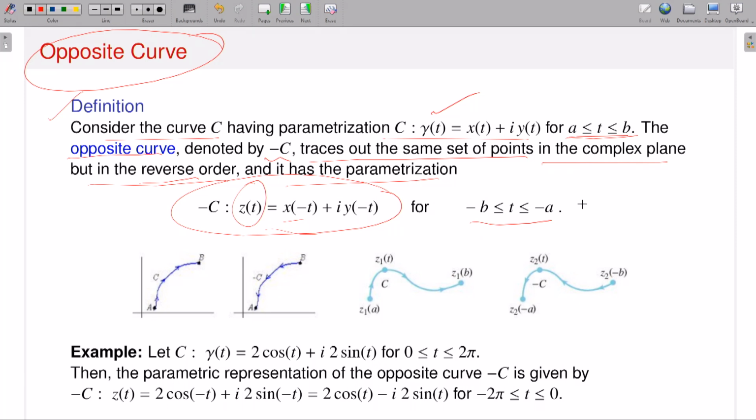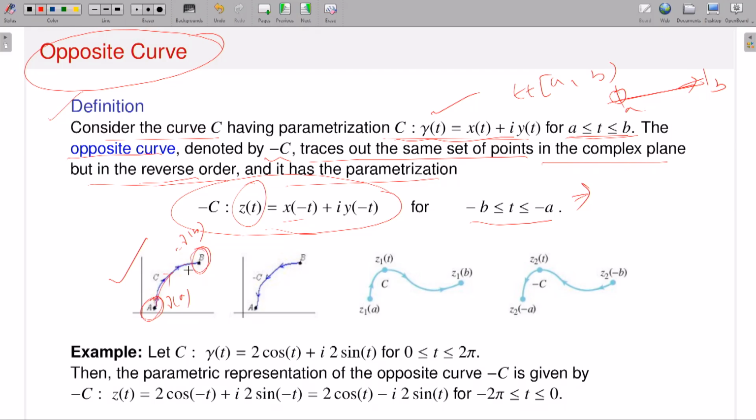Now look, suppose C has a parameterization gamma of t, which is x(t) plus i y(t). Suppose this is my curve C. So if t runs from a, suppose this is my capital A, which is nothing but gamma of a, and t ends at b, so this is capital B, gamma of b. Now if t runs from a to b, starting from A and going towards B, then my point on the curve moves in this direction, starting from gamma of a and ending at gamma of b, which is capital B, and moves in this direction.